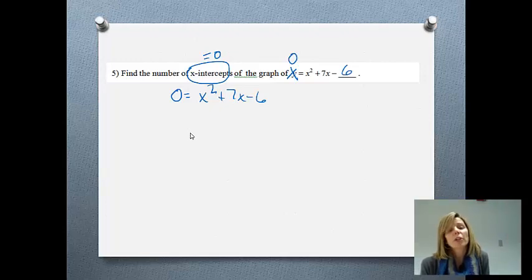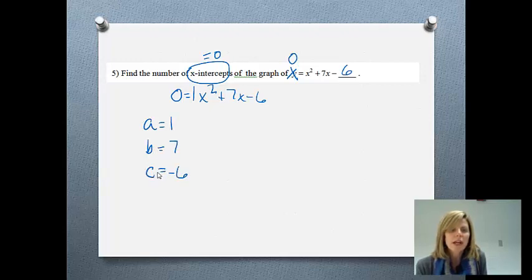Okay, so now I would like you to pause the video and see if you can figure out your answer, and then come back when you're done. All right, it is in standard form. I have a 1 in front of the x squared, so my a is going to equal 1. My b will equal 7, and my c will equal negative 6. So when I go to do b squared, I am going to get 49 minus 4 times a times c.